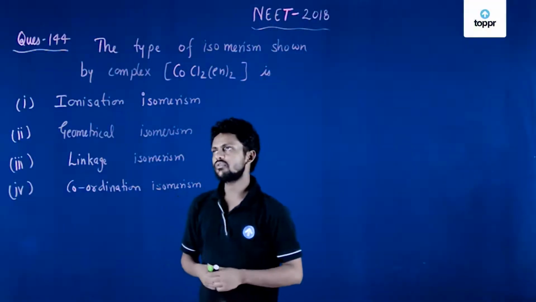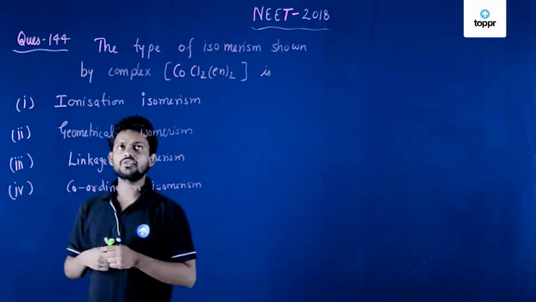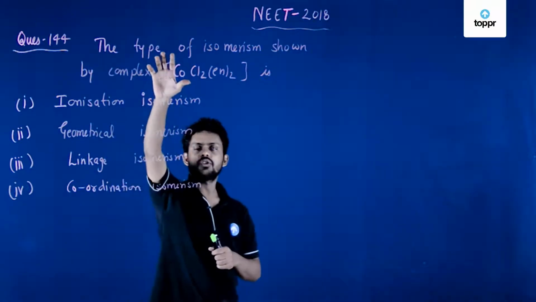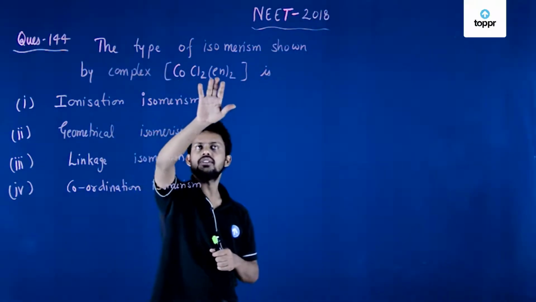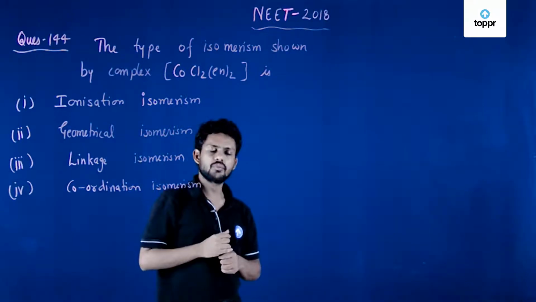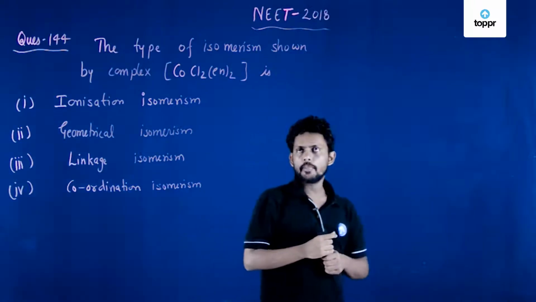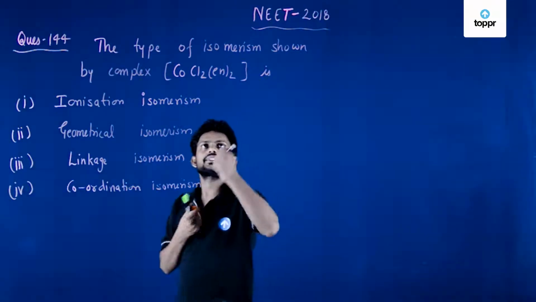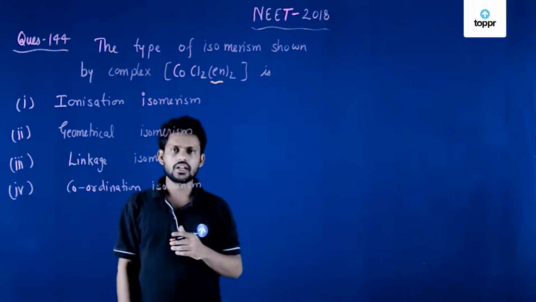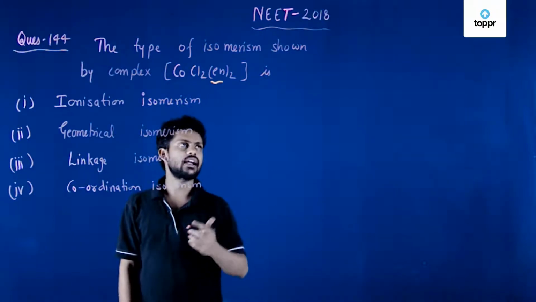So this is question number 144 from the NEET 2018 question paper. What they have asked is, they have given you a coordination complex, CoCl2(en)2, and they have asked what kind of isomerism this kind of complex shows. We know that en is ethylene diamine, which is a bidentate ligand. So this compound is octahedral, so it will form an octahedral kind of structure.